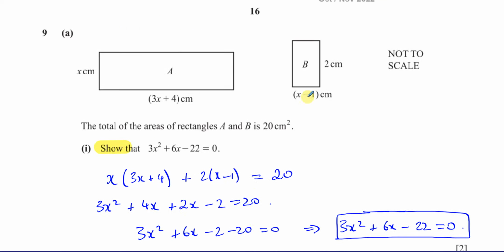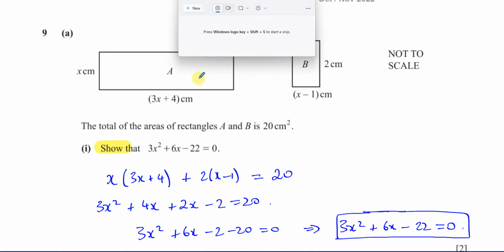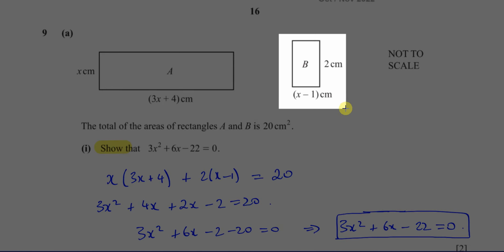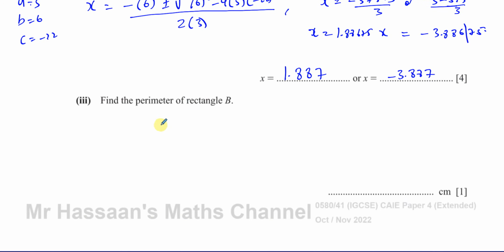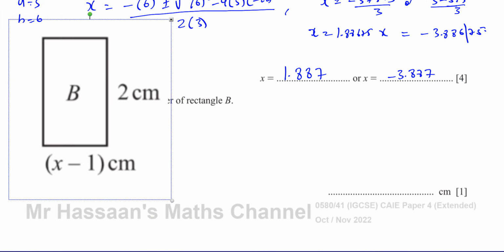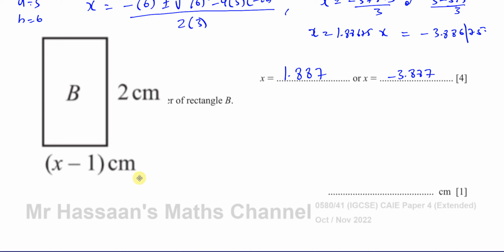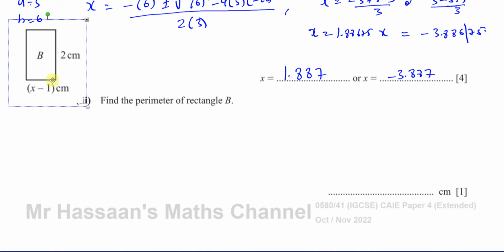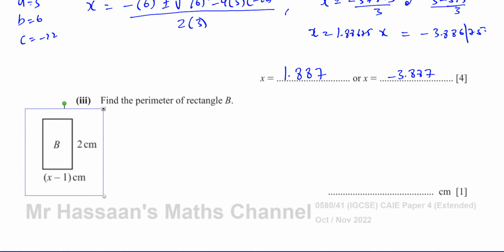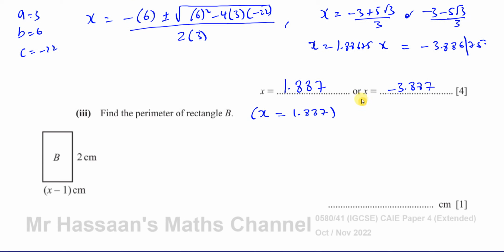So we have to now find the perimeter of rectangle B. I'll just draw it here. I could have just drawn it by hand, but I've just done it like this. So here we have rectangle B. I can't use x as negative 3.887 because this would be a negative length, which doesn't make sense. So when you put it in context, we're going to use x equals 1.887, or we can say minus 3 plus 5 root 3 over 3. We can use that exact value.